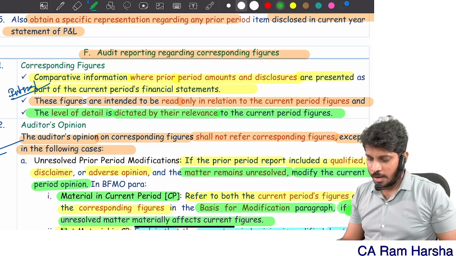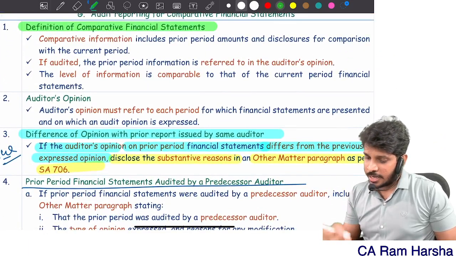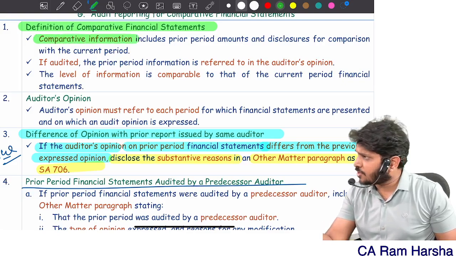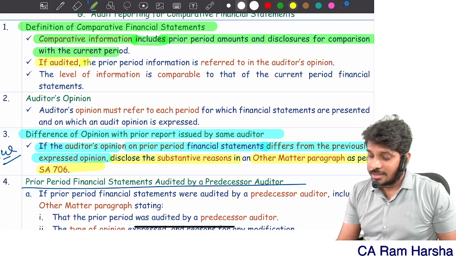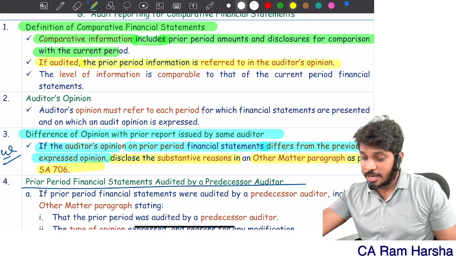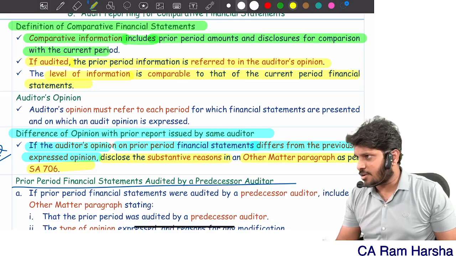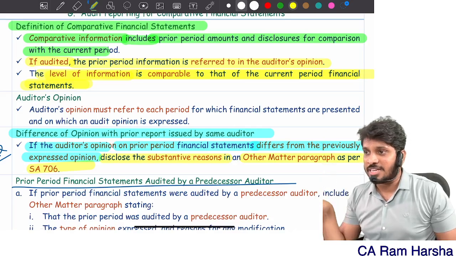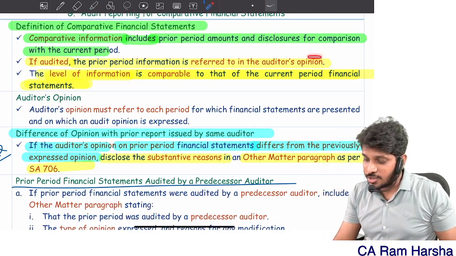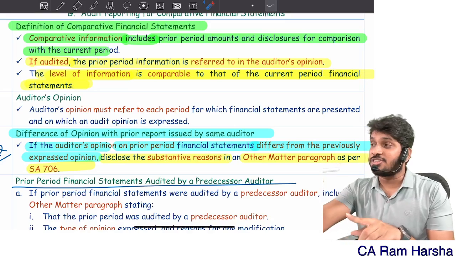Simple logic. Over. Comparative. What is comparative financial statements? Definition. Comparative financial statements is also comparative information only, which includes prior period amounts and disclosures for comparison with the current period. If audited, the prior period information is referred to in the auditor's opinion. The level of information is comparable to that of current period financial statements. Same, more or less. Just this one point extra they give. If audited, the opinion also contains comparative financial statements.